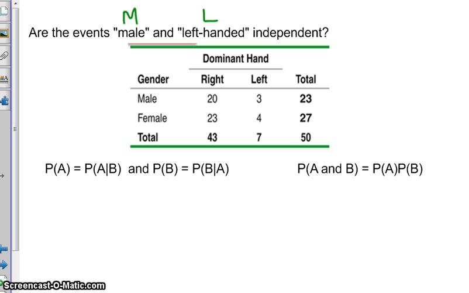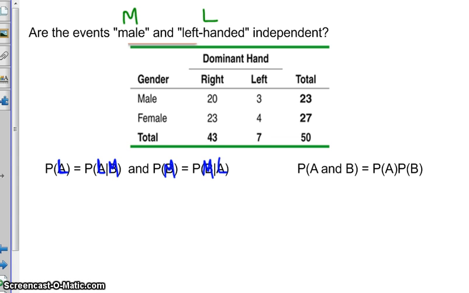Are these two events independent? What's the probability of male? We're going to call it M. And left-handed, are they independent? One of the things I can do is look at those definitions and change A to L and B to M. So what I want to do is check those.